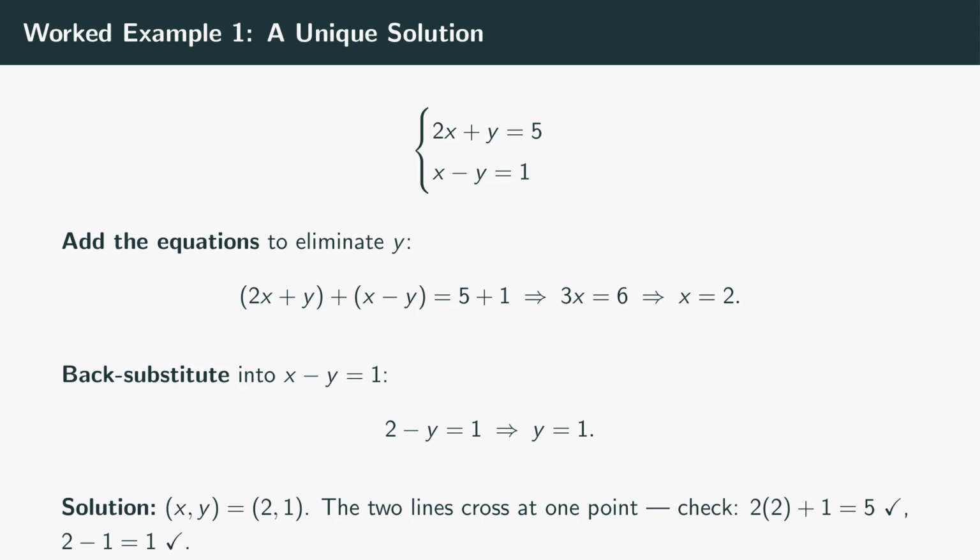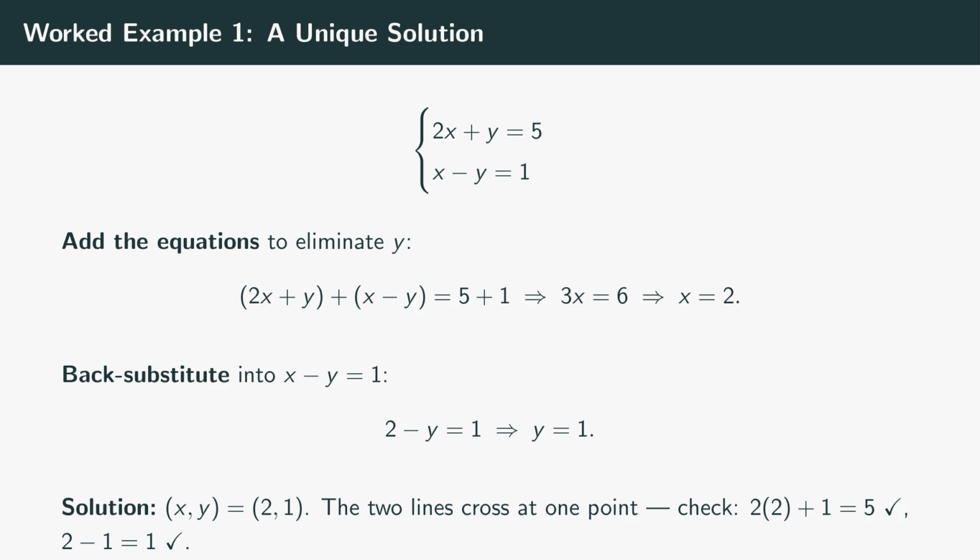Let's solve a concrete system. We have 2x plus y equals 5 and x minus y equals 1. A quick trick: add the 2 equations together. The plus y in the first and the minus y in the second cancel, leaving 2x plus x, which is 3x, equal to 5 plus 1, which is 6. So 3x equals 6, giving x equals 2. Now back-substitute. Put x equals 2 into the second equation, x minus y equals 1, that is 2 minus y equals 1, so y equals 1. The solution is the pair x equals 2, y equals 1.